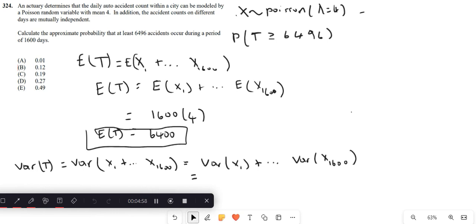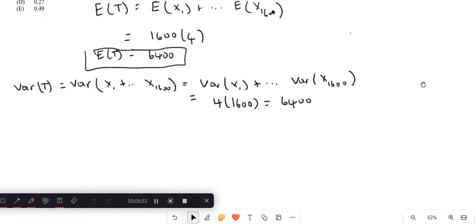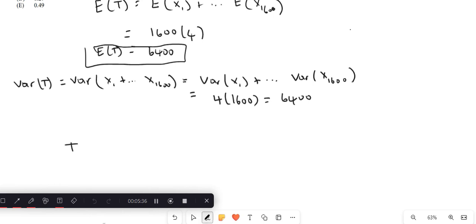For a Poisson random variable, remember that the expected value is the same as the variance. So the variance of X is the same as its mean, which is 4, and we have 1600 of these that we're summing together, which is the same as 1600 multiplied by 4, and that again gives me 6400. So therefore T is normally distributed with a mean of 6400 and a variance of 6400.